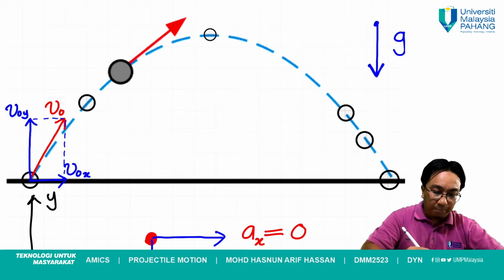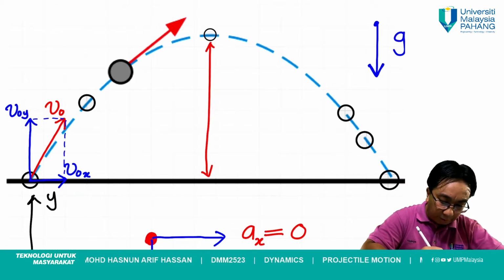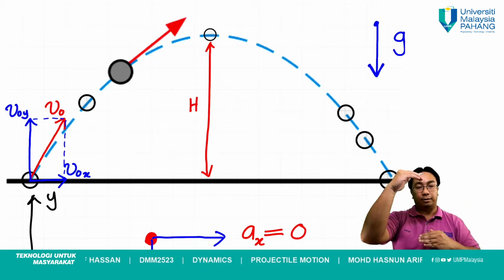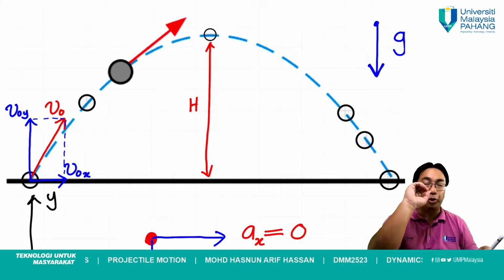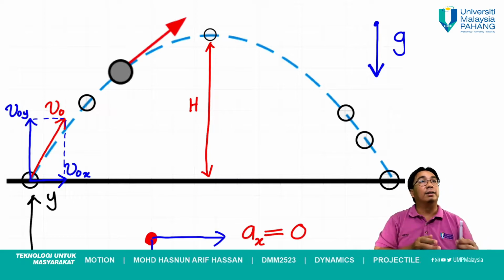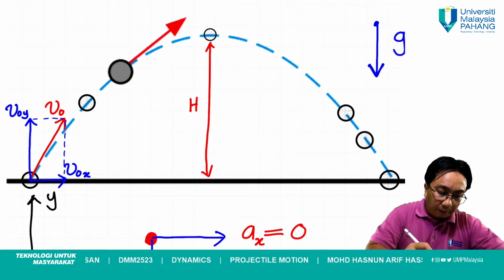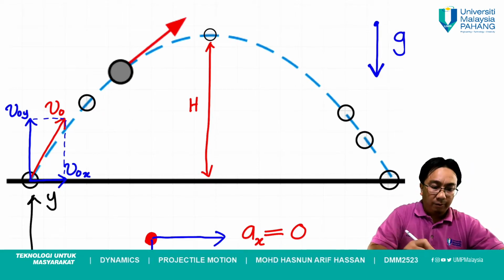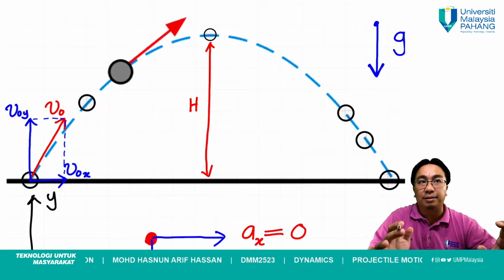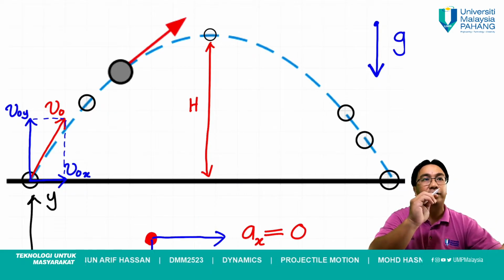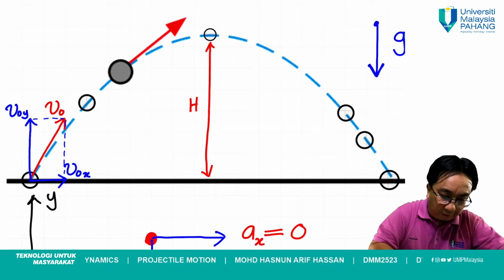So at this moment is the highest point. We sometimes call it H, the highest point that the object has travelled to in the vertical axis, the y axis. At this moment, where is its velocity? Remember, velocity is always tangent to the path. So at the peak point, which direction does the velocity point? To the right, exactly. So the velocity points to the right.